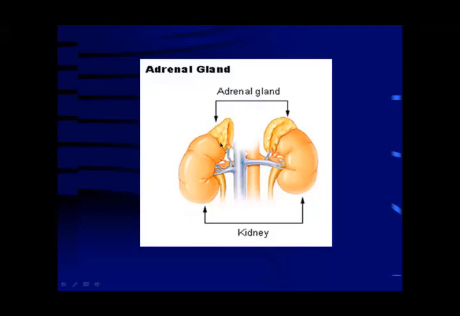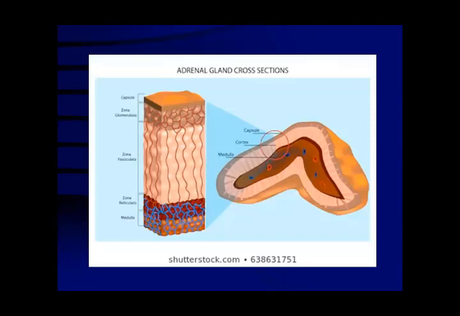The right is triangular in shape, and its base is broader than the top. It has an apex, and this is the base. The central part is the medulla. The left one is not triangular, but it has a slightly different structure as compared to the right side. So for the adrenal glands, this is the gross section.